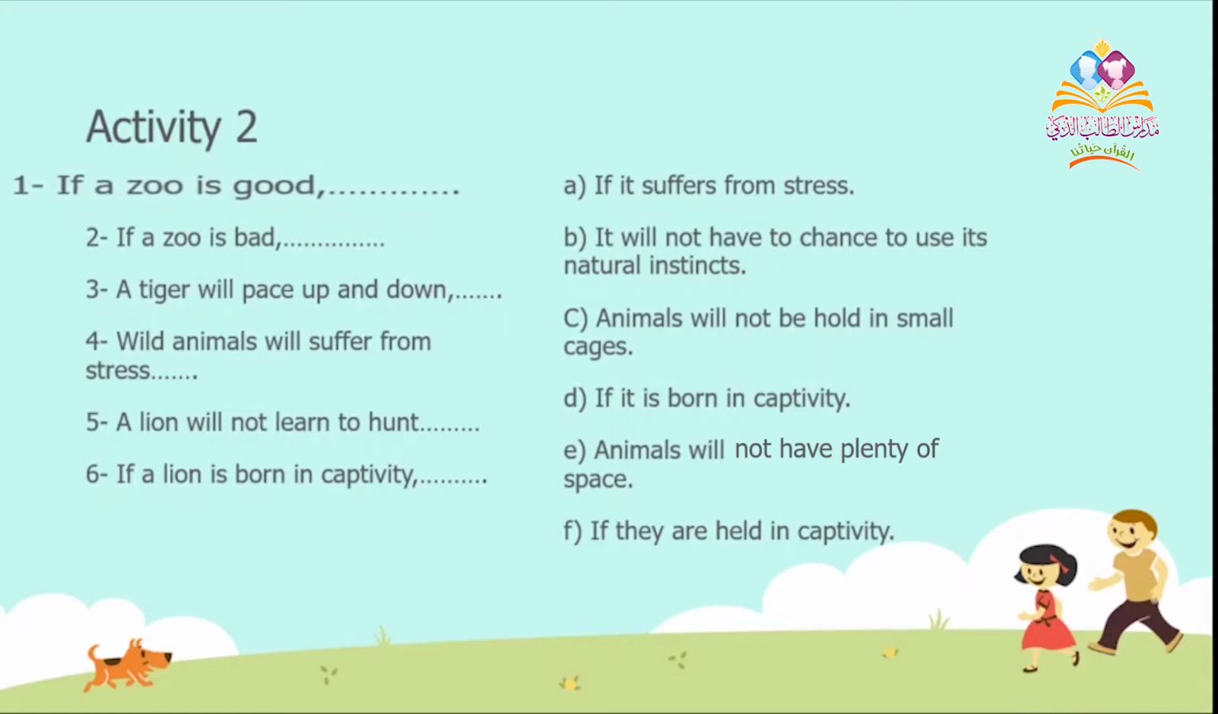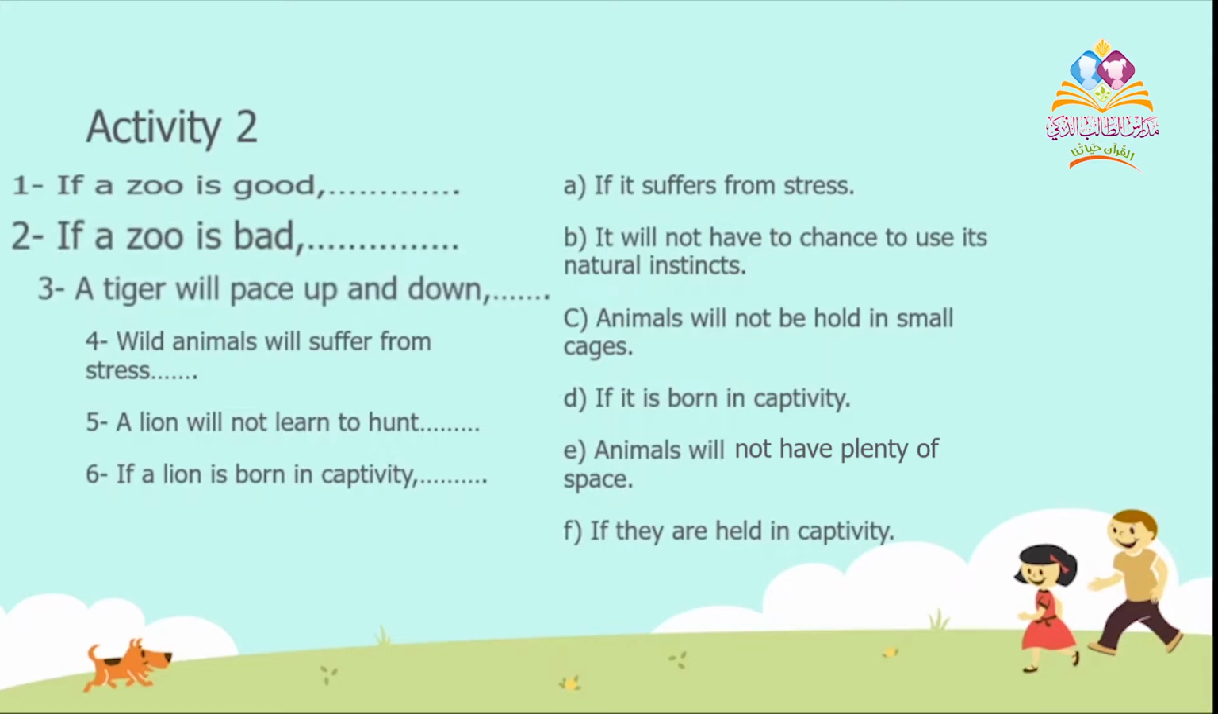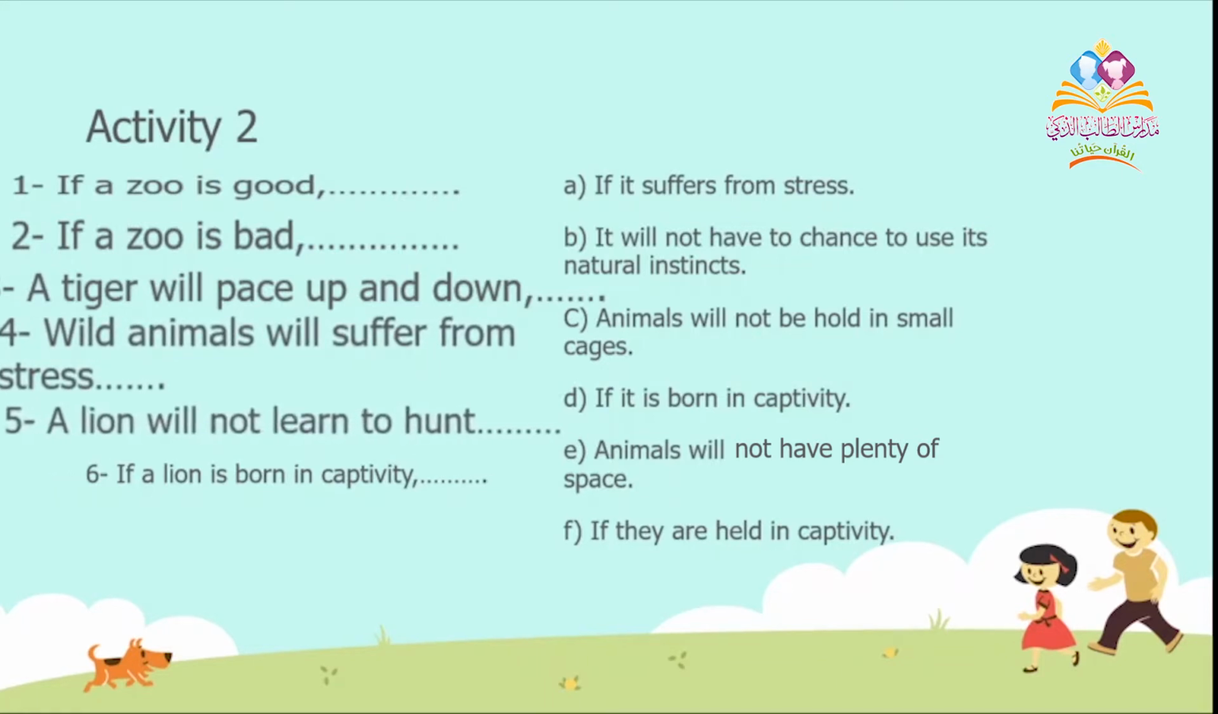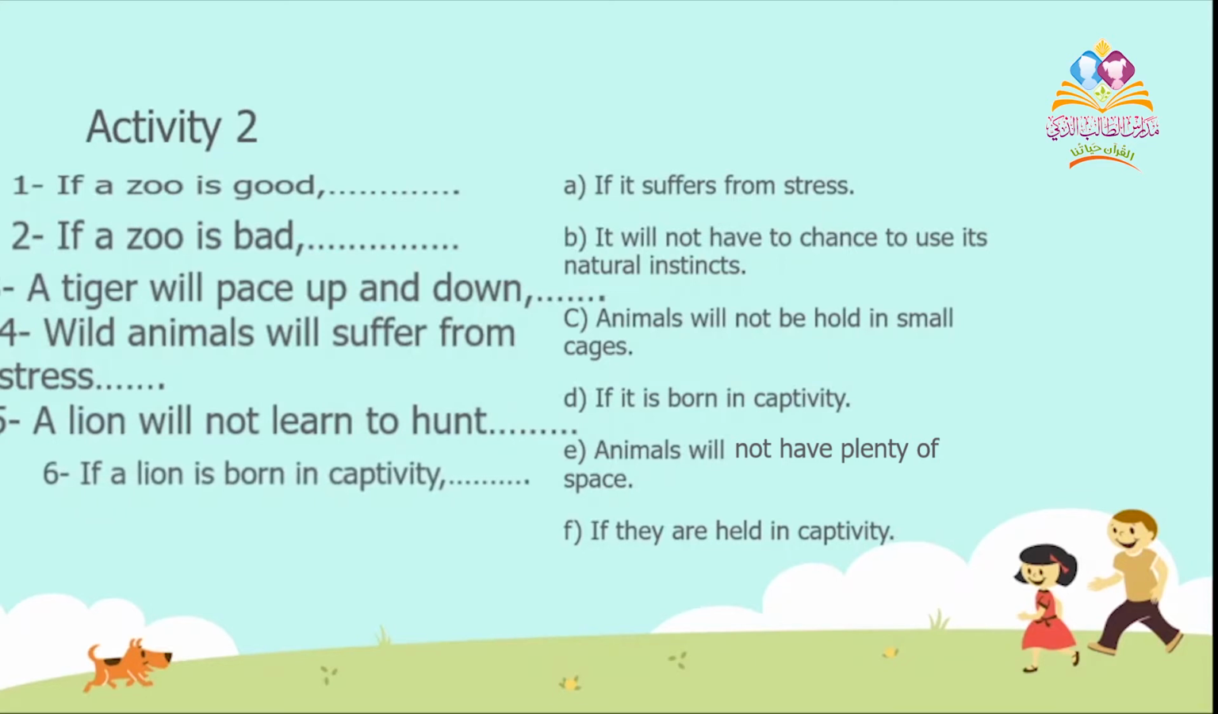If a zoo is good. If a zoo is bad, a tiger will pace up and down. Wild animals will suffer from stress. A lion will not learn to hunt. If a lion is born in captivity.